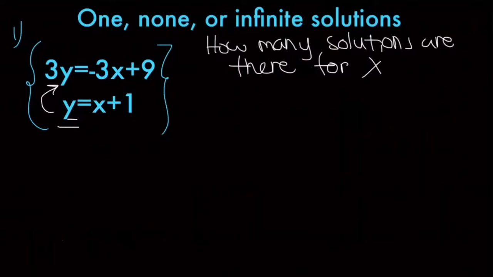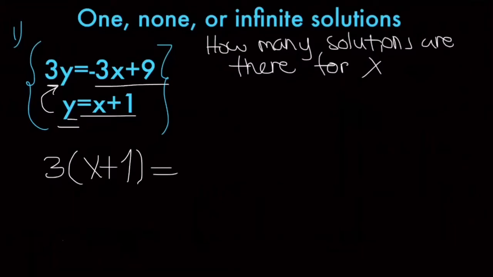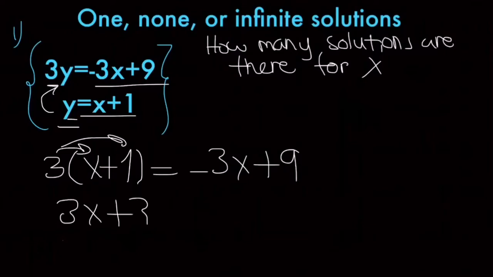So since y is already perfectly simplified here, we don't even have to bother simplifying. We're just going to substitute it directly in the second equation. So this said 3y, and since y is x plus 1, we write that as that equals negative 3x plus 9. And we'll substitute 3 inside. That's 3x plus 3 equals negative 3x plus 9.